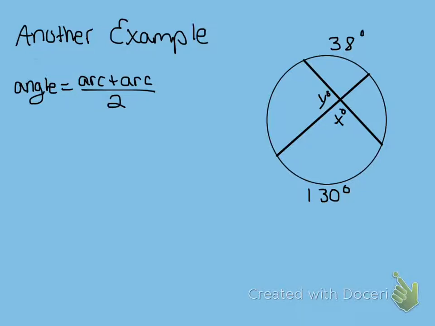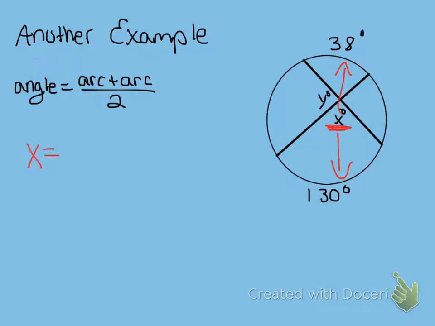So let's do another example, and you'll see in this one that we're looking for two different angles, X and Y. I'm going to change my writing color on this one. So I've given you the formula again. Angle equals arc plus arc divided by 2. Now, we cannot find Y, okay, because we don't know the two arcs that are across from Y. Okay, we don't know those, so we can't find Y. But we can find X because we know the two arcs across from it. So let's find that one.